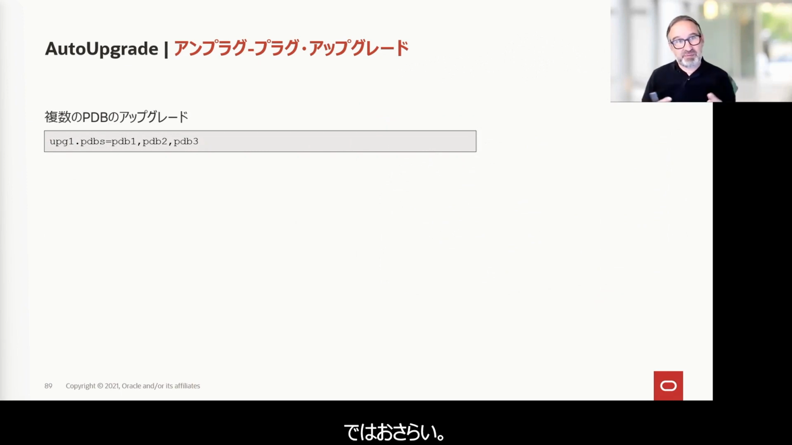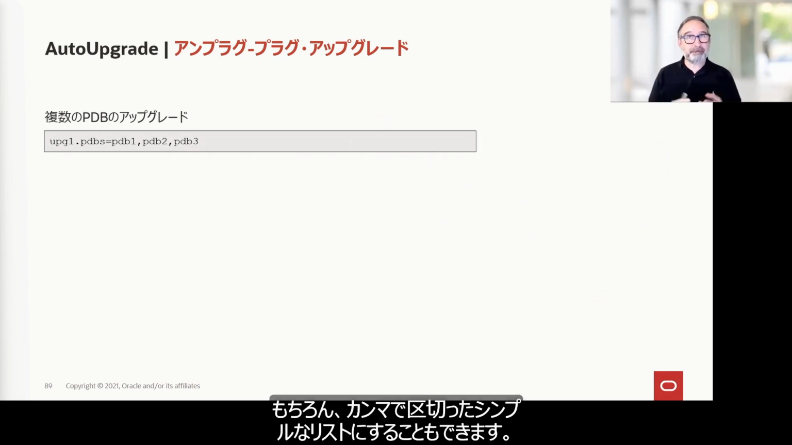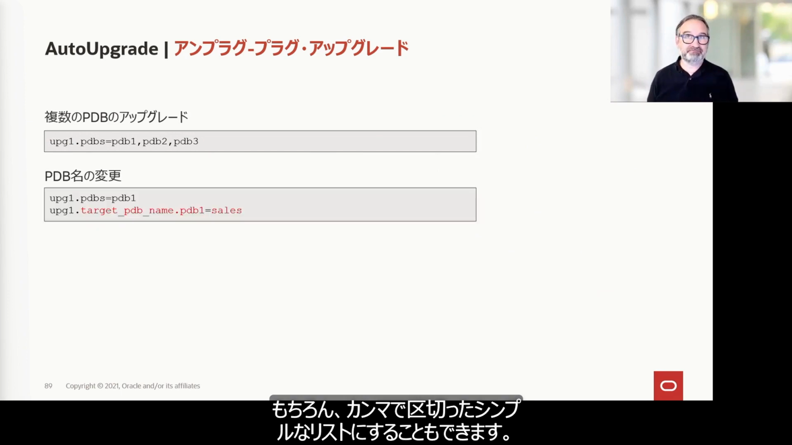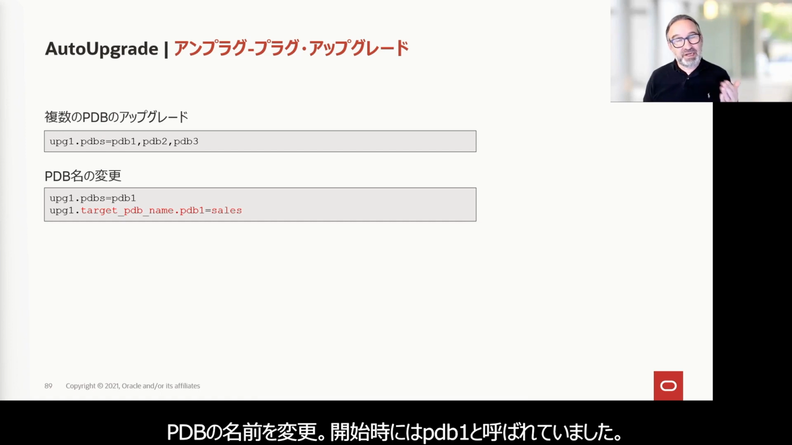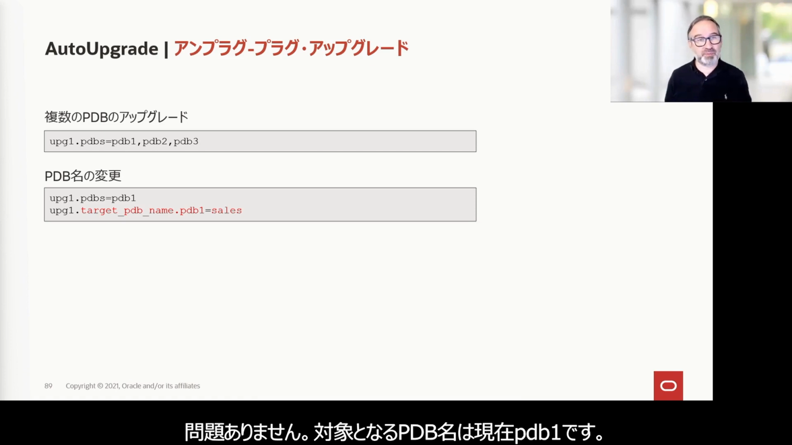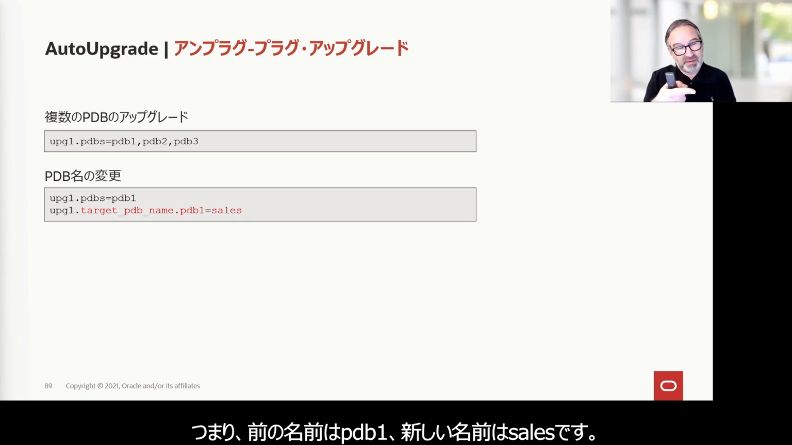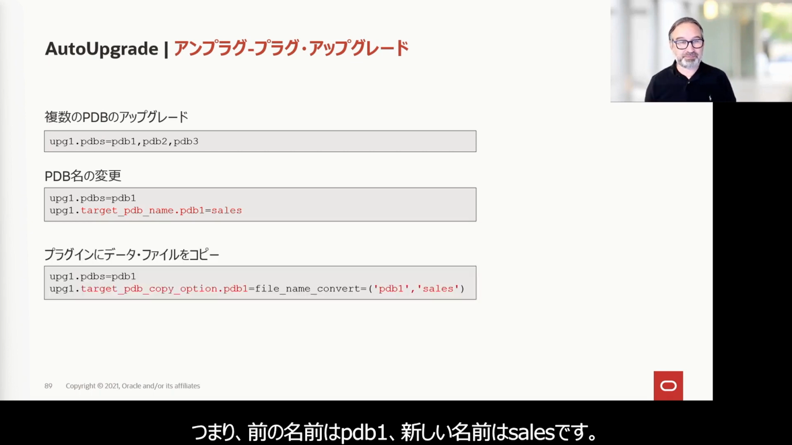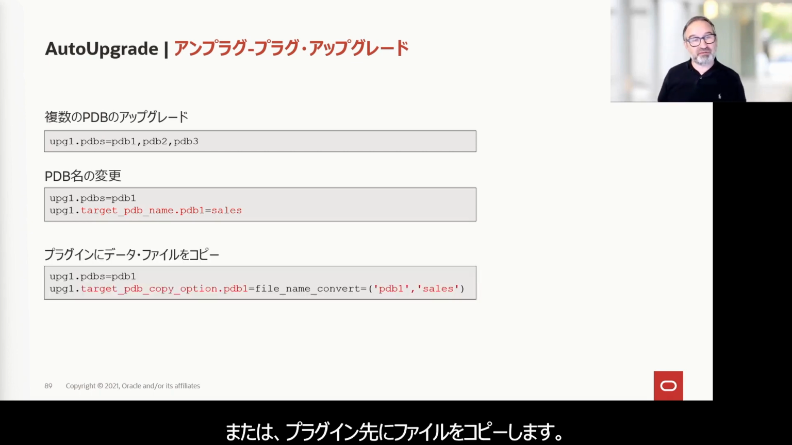So, recap. More than one PDB? Of course we can do that. Simple comma-separated list. Rename the PDB. It was called PDB1 when you started. Now you want a more meaningful name. No problem. Target PDB name. And now .pdb1. So name from before, PDB1. New name, sales.